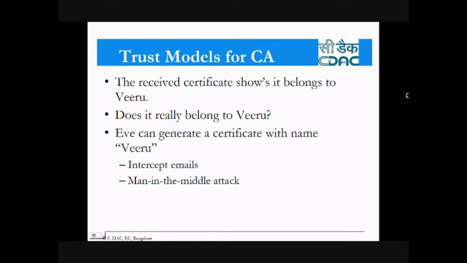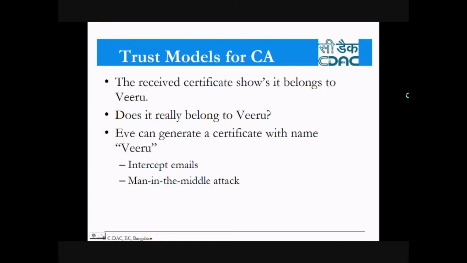But can we trust the certifying authority? Suppose, let us say that Viru goes and gets a certificate from a certifying authority. But how can I trust a particular certifying authority? So what are the trust models? How can I establish a trust model for the certifying authority? The received certificate will definitely show that it belongs to Viru. But does it really belong to Viru?